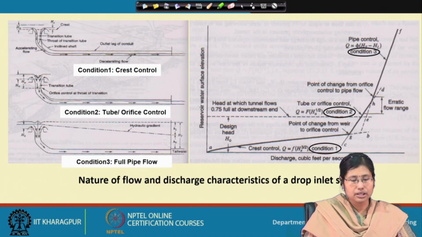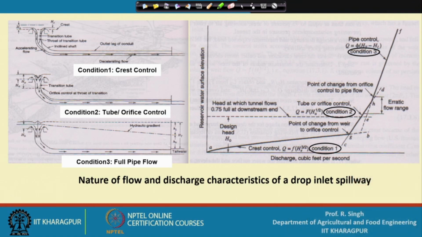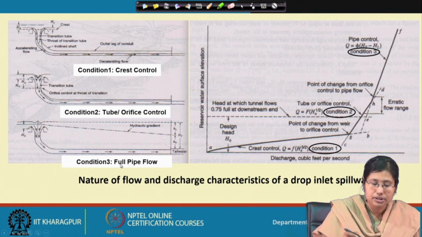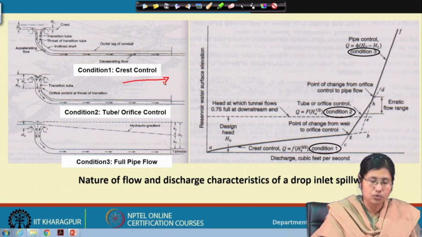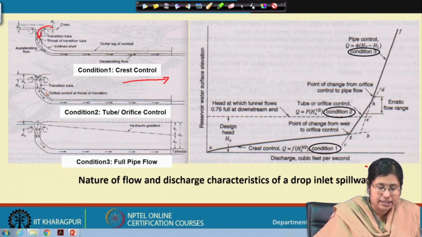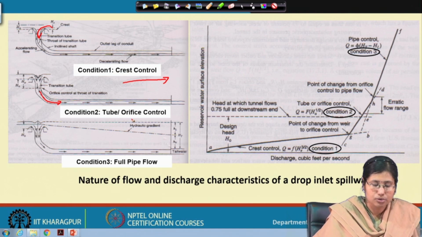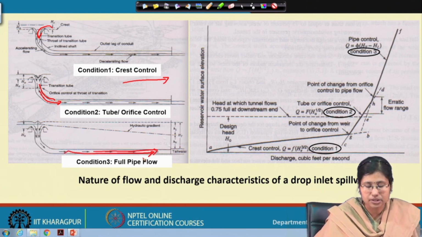Now, this particular figure shows the nature of flow and discharge characteristics of drop inlet spillway. Here, three conditions prevail. First is condition 1, the crest control, when the water enters through the crest. The second is when it flows through the tube or the transition phase, when tube or orifice control takes place. And the third is the full pipe flow condition. So, it is the last part.